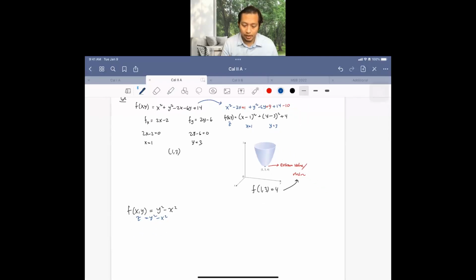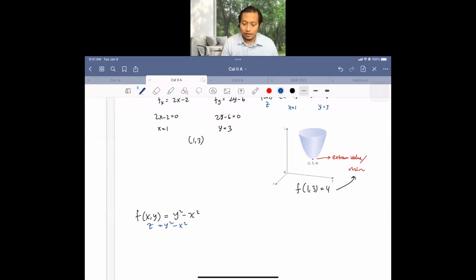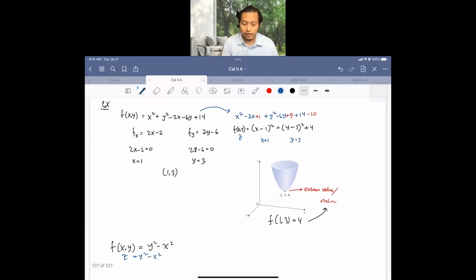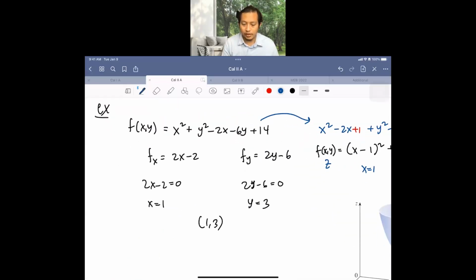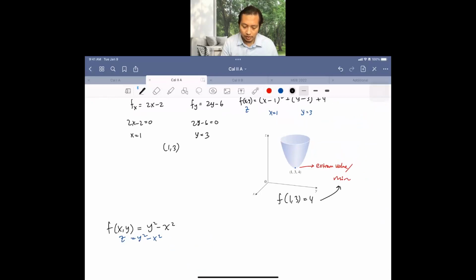If we take the approach like we did here, we take partial x and partial y and do the same thing with this hyperbolic paraboloid. Partial x equals negative 2x, partial y will be 2y, and it seems that point (0, 0) will be our critical point. But the question is whether this critical point is a maximum or minimum.